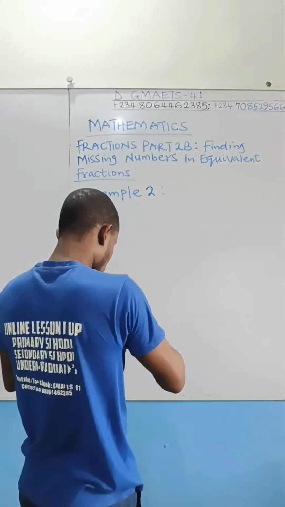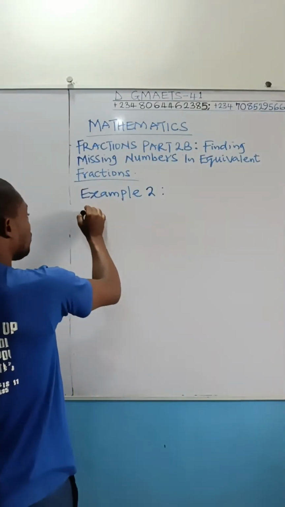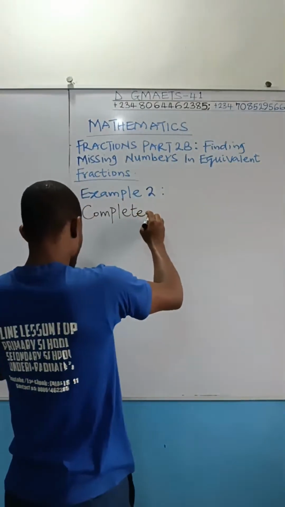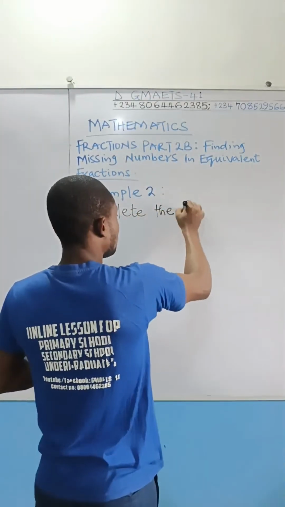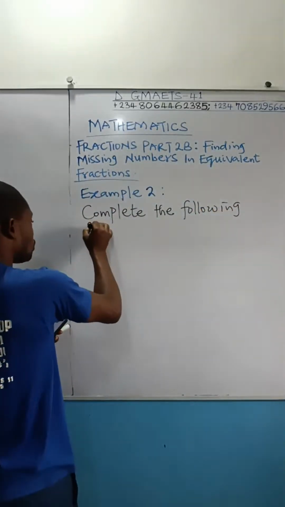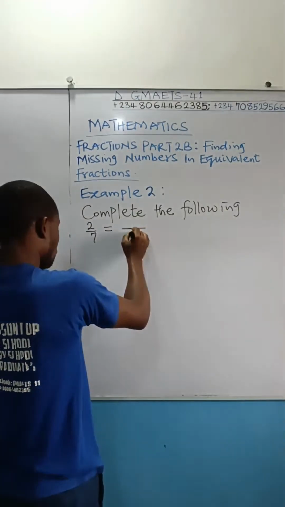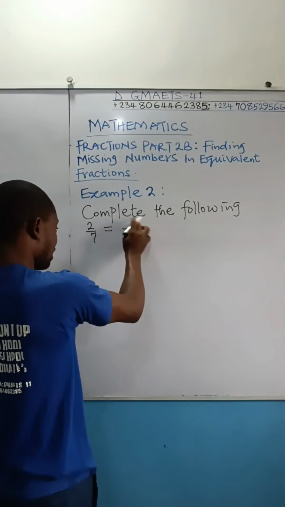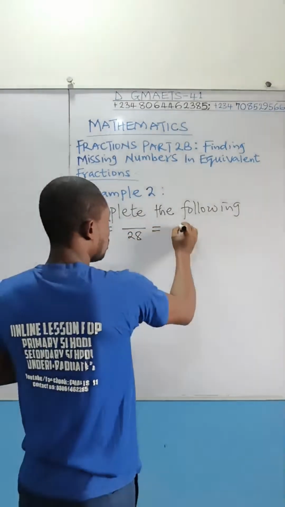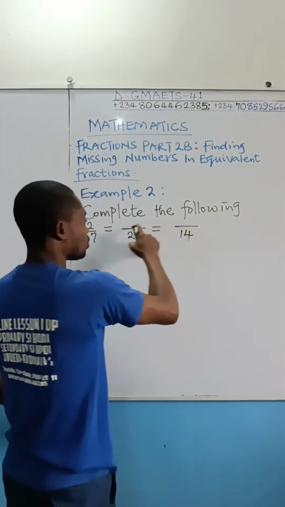Example 2. Complete the following: 2 over 7 equal to blank over blank, over 28 equal to blank over 14. So these are question marks, unknown.